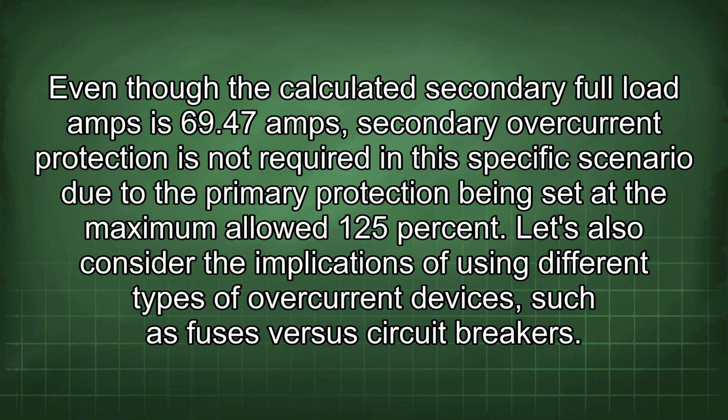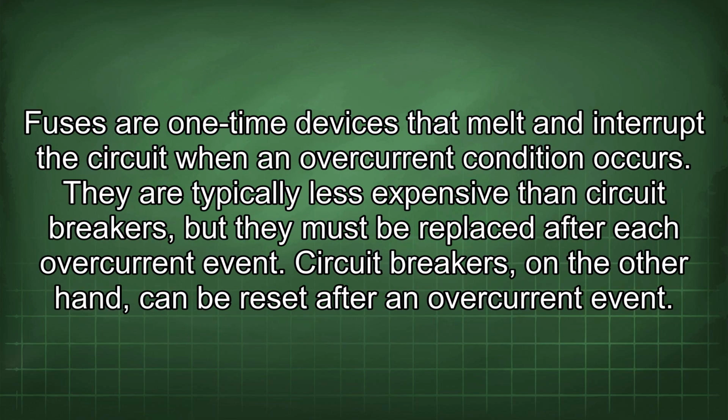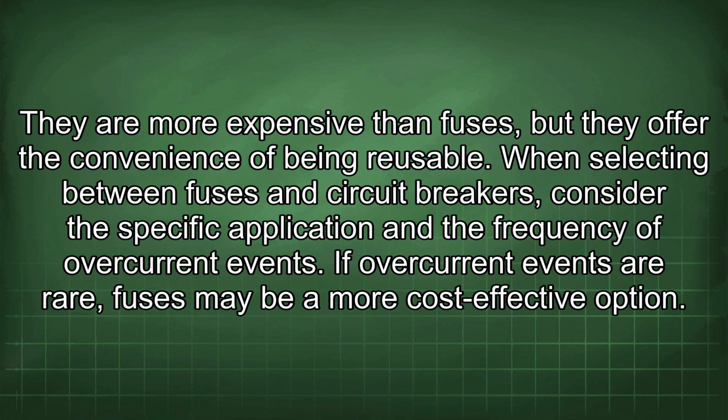Let's also consider the implications of using different types of overcurrent devices, such as fuses versus circuit breakers. Fuses are one-time devices that melt and interrupt the circuit when an overcurrent condition occurs. They are typically less expensive than circuit breakers, but they must be replaced after each overcurrent event. Circuit breakers, on the other hand, can be reset after an overcurrent event. They are more expensive than fuses, but they offer the convenience of being reusable.